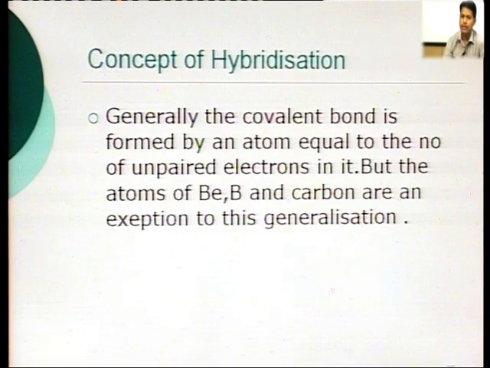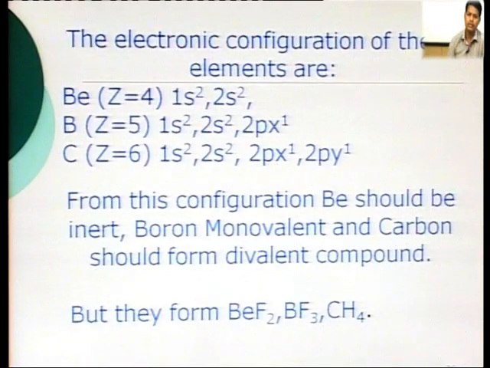So, another concept is hybridization. Generally, a covalent bond is formed by an atom equal to the number of unpaired electrons in it. But in beryllium there is no unpaired electron, yet it forms two bonds; in boron there is one unpaired electron, but it forms three bonds; and in carbon there are two unpaired electrons, but it forms four bonds. So, due to the concept of hybridization, it has to be described how they form 2, 3 or 4 bonds.